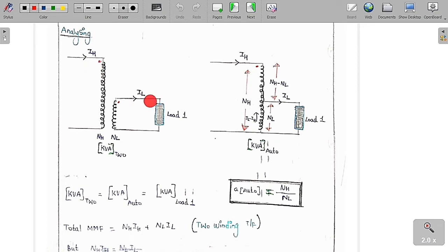The current is going to enter the dot, the current is going to leave the dot. So this is IH and this is IL. So load 1 we are going to connect. This is called the kVA rating of the two-winding transformer. So now I am going to remove this secondary coil itself.